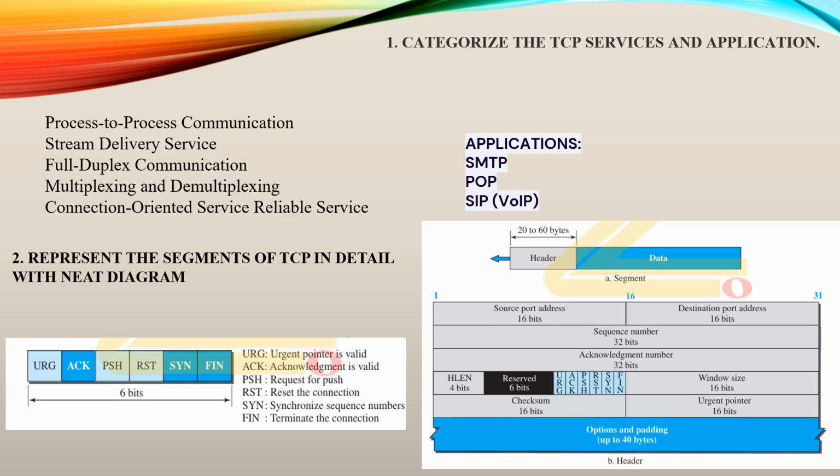Second question, represent the segments of TCP in detail with neat diagram. So this is the segment with header 20 to 60 bytes and the actual payload, and these are the different blocks available in the segment. Sequence number, acknowledgement number, what is the header length, why checksum is used, urgent pointer, what will be the window size. All these have to be explained in detail with this diagram. And then you have 6 bits of flags, that is urgent pointer, acknowledgement, request of pushing the data, resetting the connection, synchronizing the connection and terminating the connection. So you have to draw this also and explain in detail.